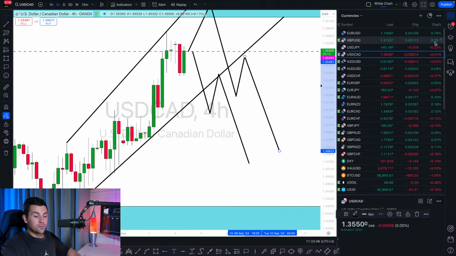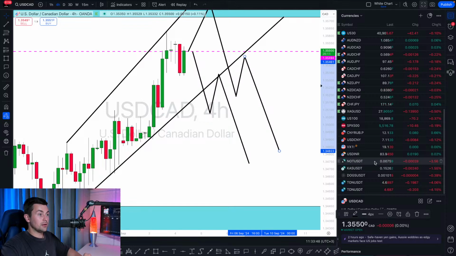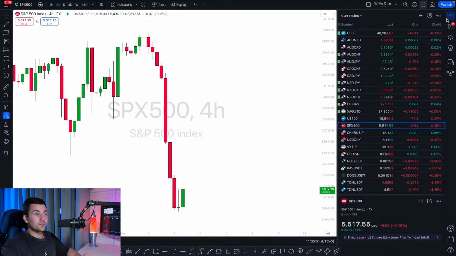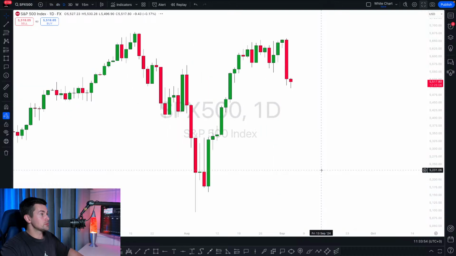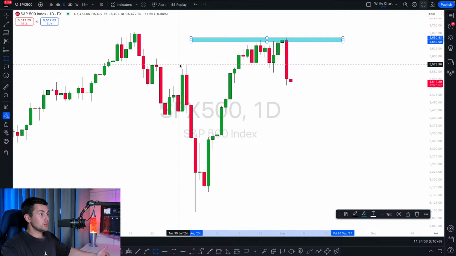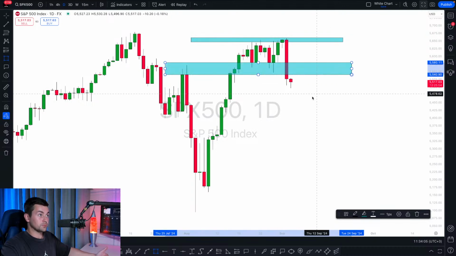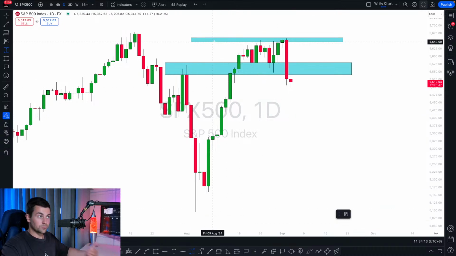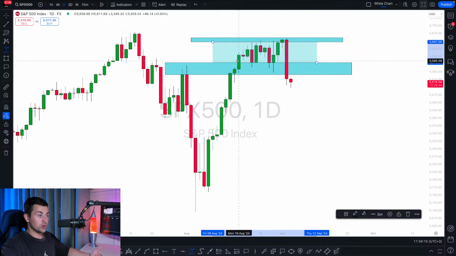Then US 500 index. I promised to analyze US 500 index as well. So let's check clearly what happened with US 500 index. The market was trading within that horizontal range. You can see that we got a nice consolidation here. The market was stuck within that horizontal range for quite a long period of time. Since the middle of August, we were trading within the boundaries of that range.